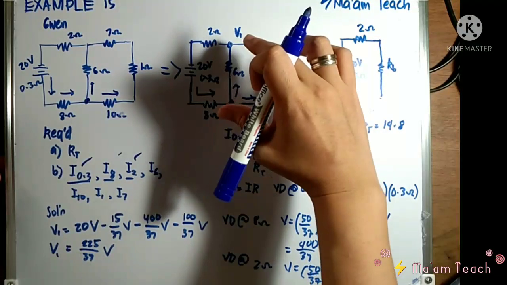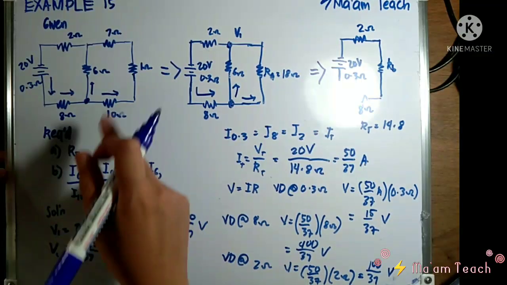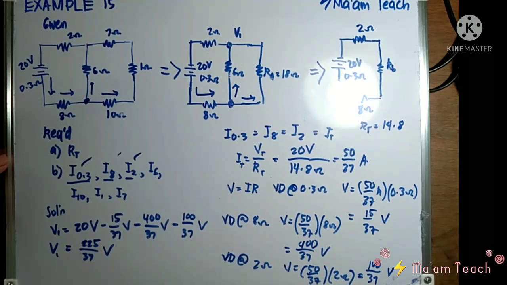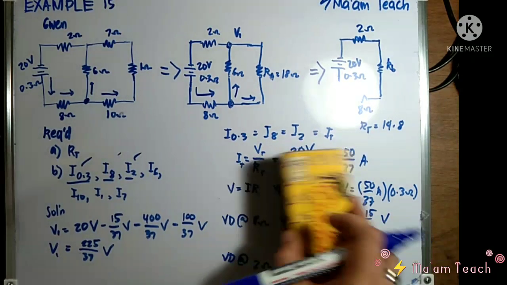So, in order for us, class, to solve for the current flowing in the 6 ohms, we will still use Ohm's law. Okay? Can I erase this part, class? Kindly screenshot if you haven't screenshot. So, I will erase this.